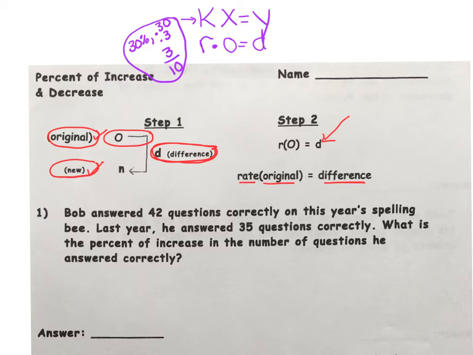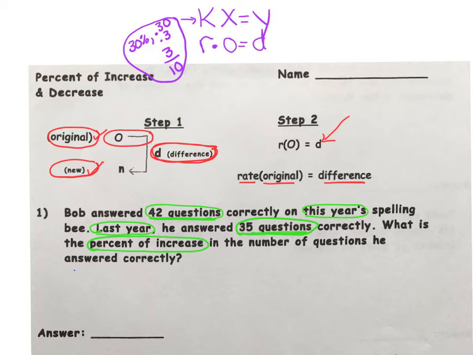Let's take a look at problem number 1. Bob answered 42 questions correctly on this year's spelling bee. Last year, he answered 35 questions correctly. What is the percent of increase in the number of questions he answered correctly? Well, an important thing to determine is what happened first. Did he answer the 42 correctly, which occurred this year, or the 35, which occurred last year?